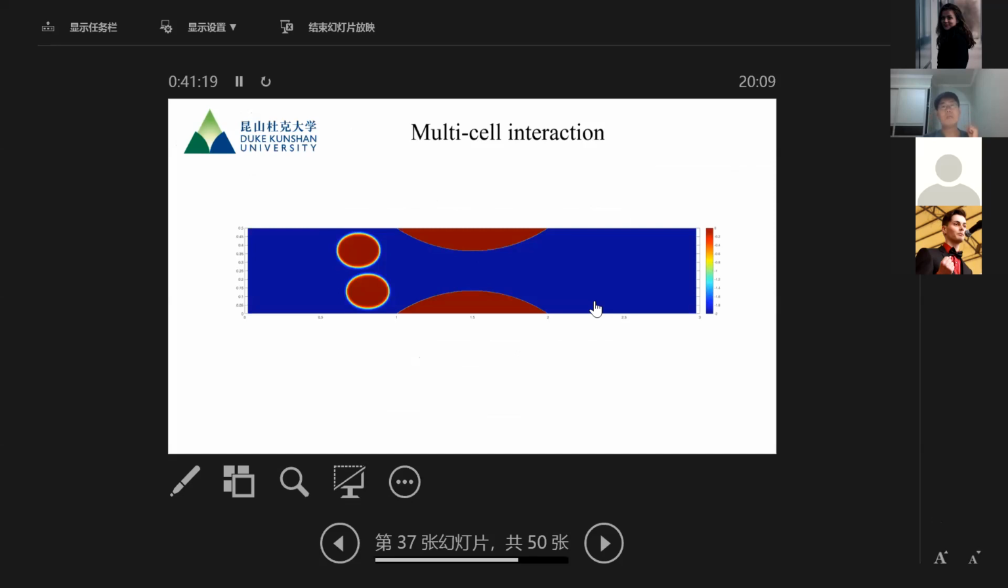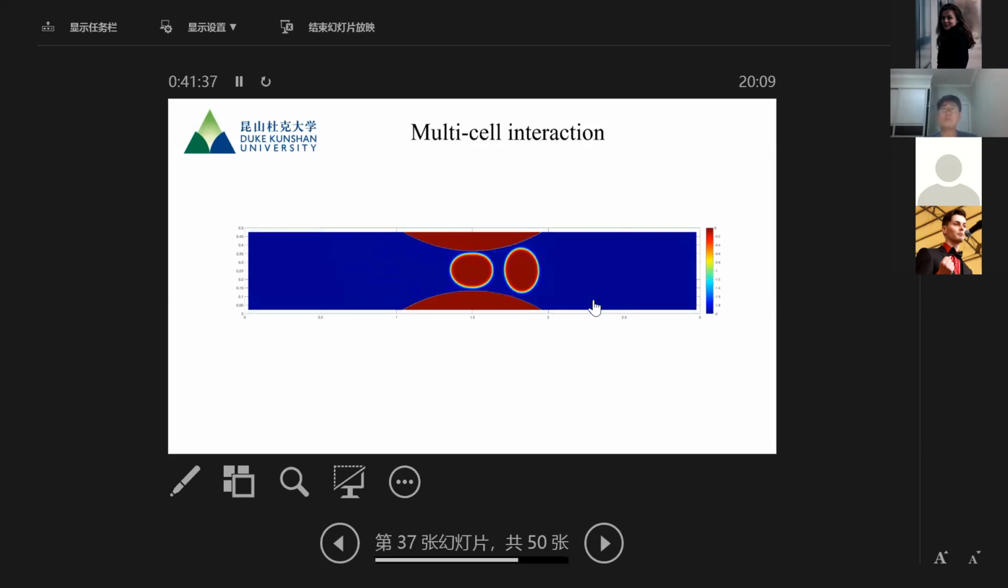Of course, my model could also be used for the simulation of multi-cell interaction, because there are thousands of millions of cells in your blood vessel, right? So here I just simulate two cells passing through the channels. They interact with each other, and there is a force to avoid them overlapping, to repel themselves when they get very close. So this just shows some basic results about the interaction of the cells.